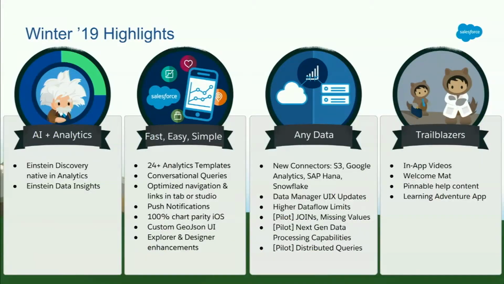Here's a summary on the slide. So, bringing AI to analytics with Discovery, with Einstein Data Insight, making it simpler for admins with 24 templates and more features. And we'll have a deep dive on Monday on the live streaming sessions. More data also with more connectors. You can bring data now from S3, Google Analytics, SAP HANA. And finally, for Trailblazers, how all this can help people start the journey of analytics. So all in the Winter 19.